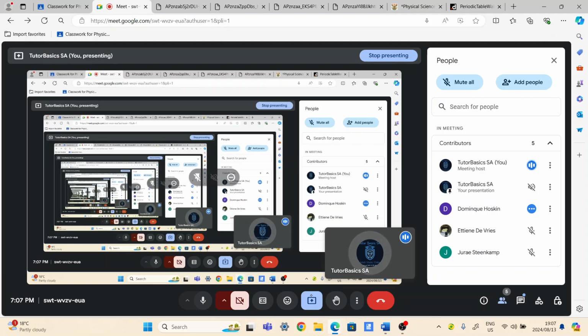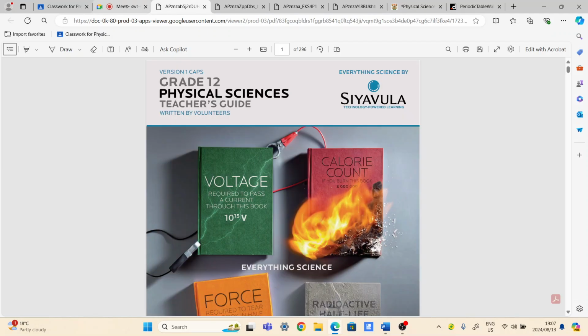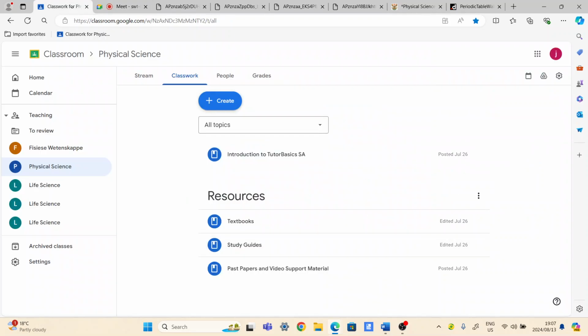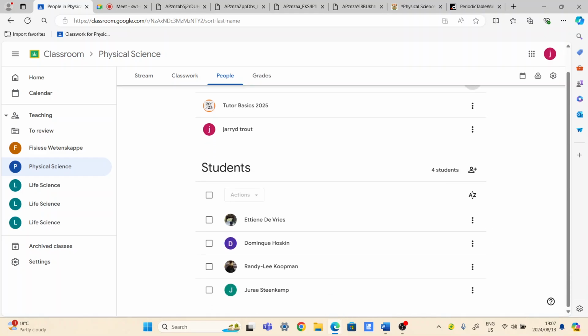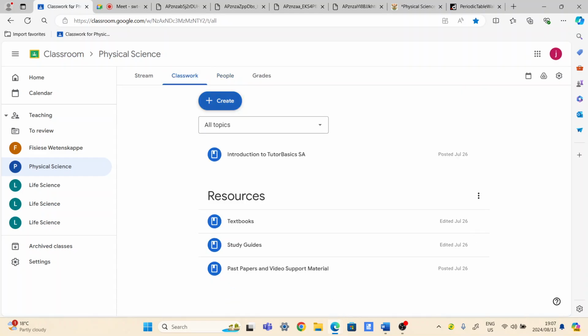What I just want to go over briefly now with you guys is an introduction to the classroom. So this is the classroom view. As you can see, I think Desiree did take you through this, so I'm going to go through it very quickly. You can see who all the people are in the classroom over here.